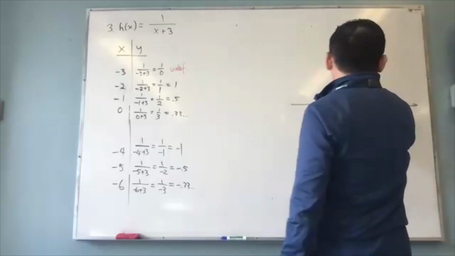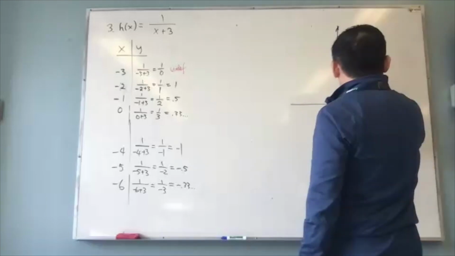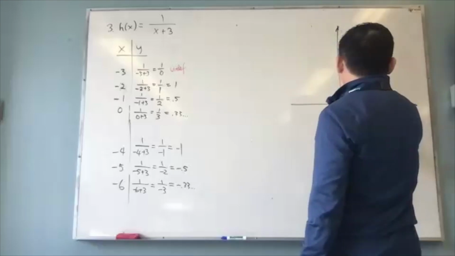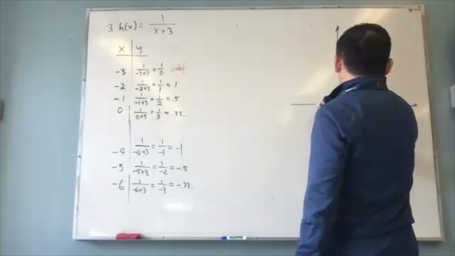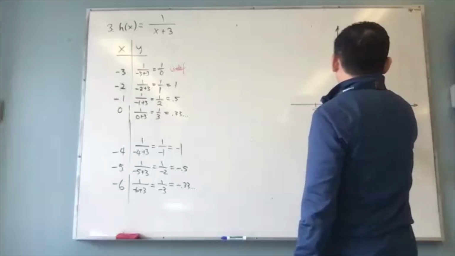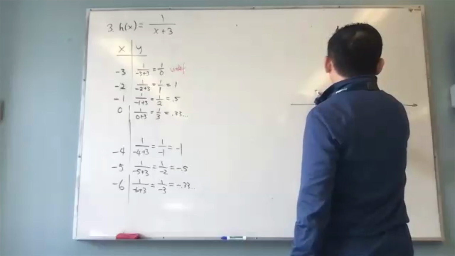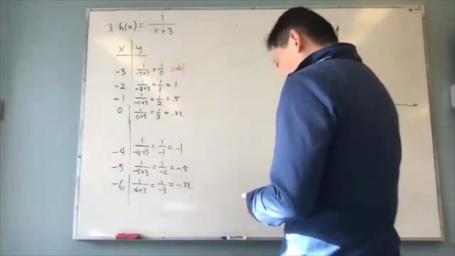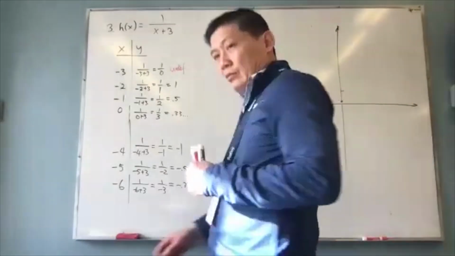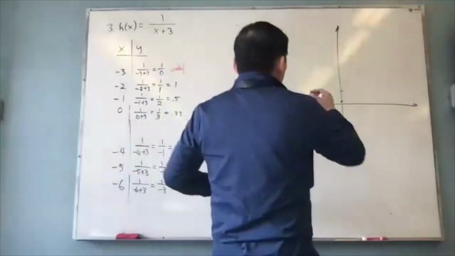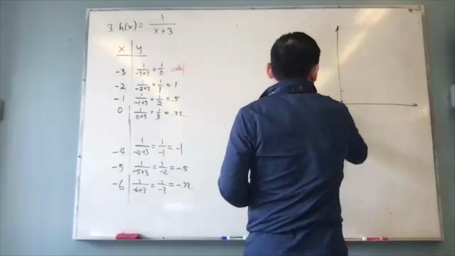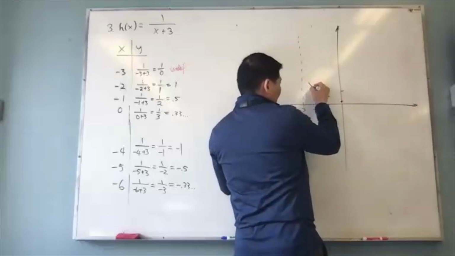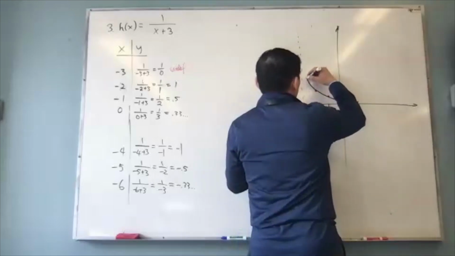All right, so at 0, I get 0.3 right here, and at negative 1, I get 0.5, and at negative 2, I get positive 1, and at negative 3, I get undefined, so I suspect that I will get an asymptote. So this is undefined, so I will have an asymptote. And so this looks like this, right? This probably looks like this already.